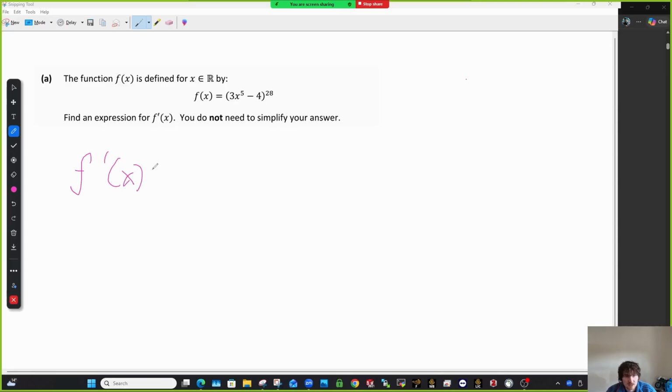So f dash x, what we do is we multiply down by the power, keep the inside the exact same, reduce the power by 1, becomes a 27. Then we multiply by the derivative of what was inside. And the derivative of what was inside here will be 15x to the 4, because you multiply down by the power, becomes 15, and then it becomes x to the 4.